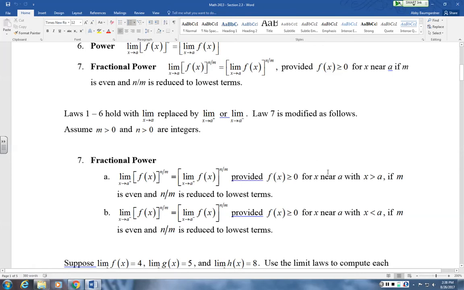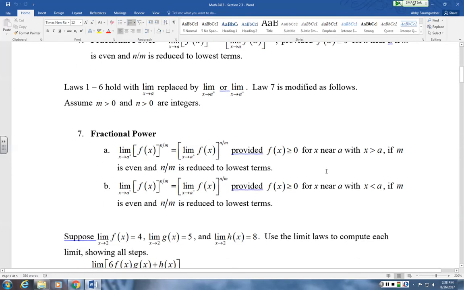All right, if we do end up with an even root, then we have to make sure that the function, again, is greater than or equal to 0. And what we'll often find is that the only way we'll be able to find a limit is a left-handed or a right-handed limit.